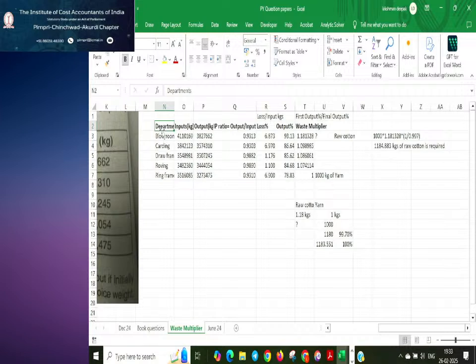So here what did you understand? What is input output ratio? How do you calculate the loss percentage and output percentage? And what is a waste multiplier in case of a textile industry? Got it? Yeah, any doubts? Yes, yes. No doubts, right?